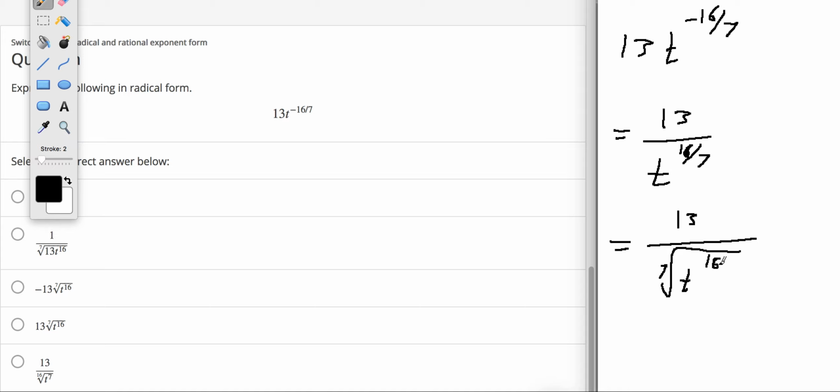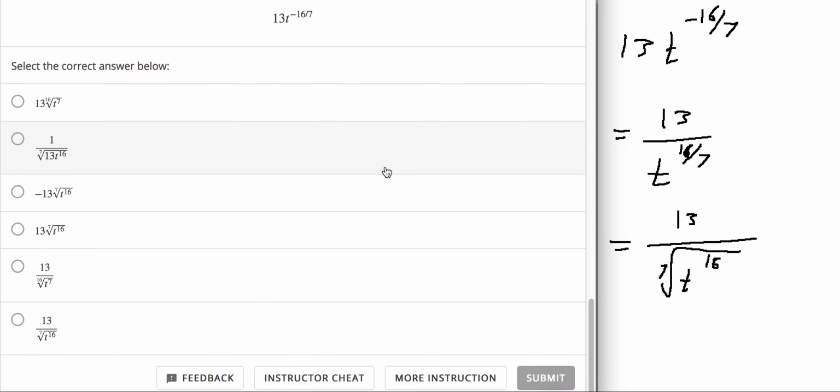Because remember what we just saw is that the 7 means it's 1/7 power. This is t to the 16th to the 1/7 power. And that would multiply to make 16 over 7 like we just had over here, and then you could reverse it. So all these steps are equivalent to one another. So let's see which one matches up. What do they want? 13. Oh, that's the one we wrote.